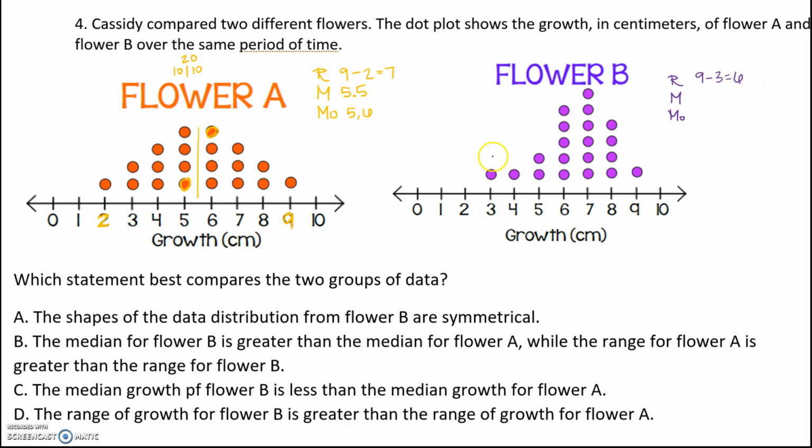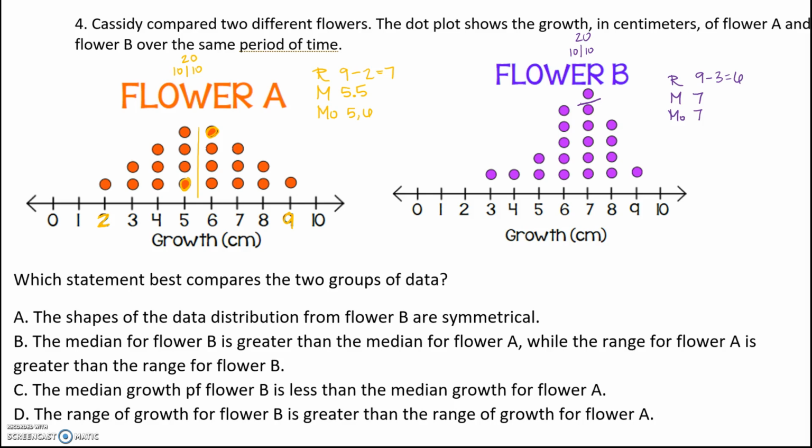Median is the middle. Let's see, 1, 2, 3, 4, 5, 6, 7, 8, 9, 10, 11, 12, 13, 14, 15, 16, 17, 18, 19, 20, just making sure. So again, same amount, there's 20. I have to cut it in half, so there's 10 on each side. 1, 2, 3, 4, 5, 6, 7, 8, 9, 10. 1, 2, 3, 4, 5, 6, 7, 8, 9, 10. So it's in the 7 column. And then mode, well, there's the most in the 7 column.